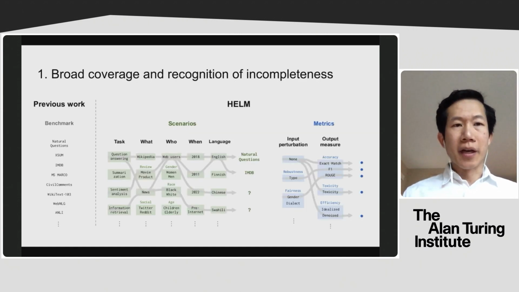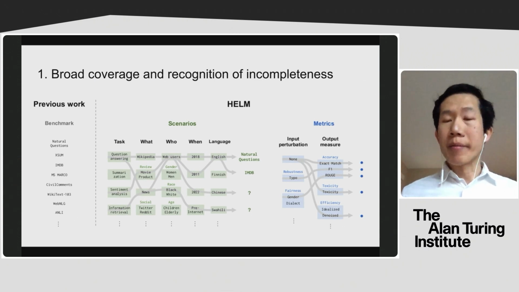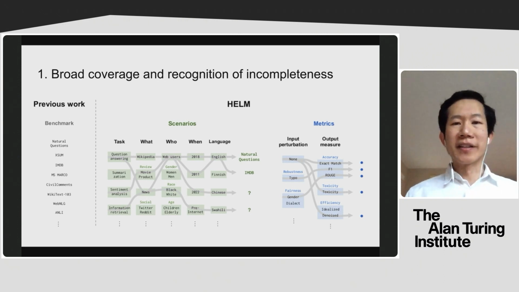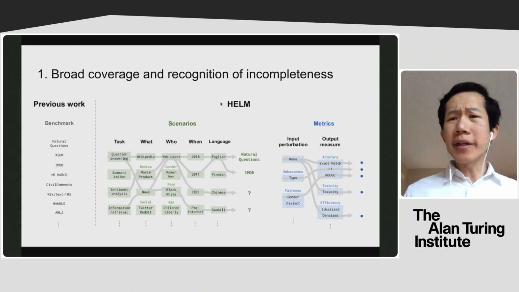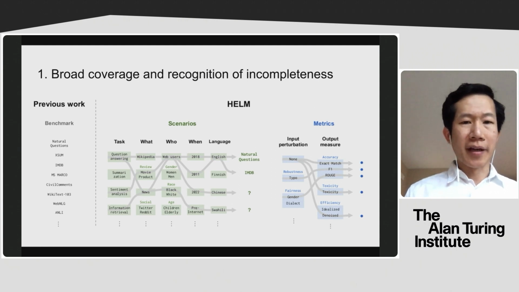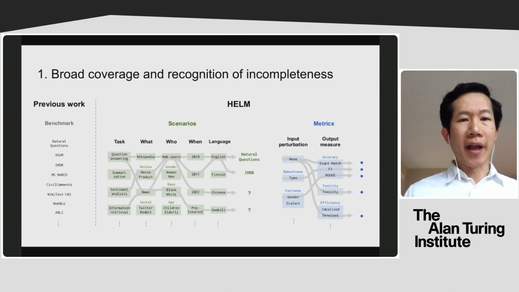So there are three features of HELM that I want to point out. The first is broad coverage and recognition of incompleteness. Remember, one of the challenges, perhaps the principal challenge of evaluating language models, is the huge and vast capability and risk surface. So how do you even begin to conceptualize what are the things you should be testing? The previous benchmarks, which are already very thorough, things like the original GPT-3 benchmark or BIG-bench or EleutherAI's harness, tend to be more bottom-up. They define benchmarks as a set of tasks in the traditional NLP sense and just put them together in a nice format so that it's easy to evaluate all of them. But how do you know you've covered the space well enough?